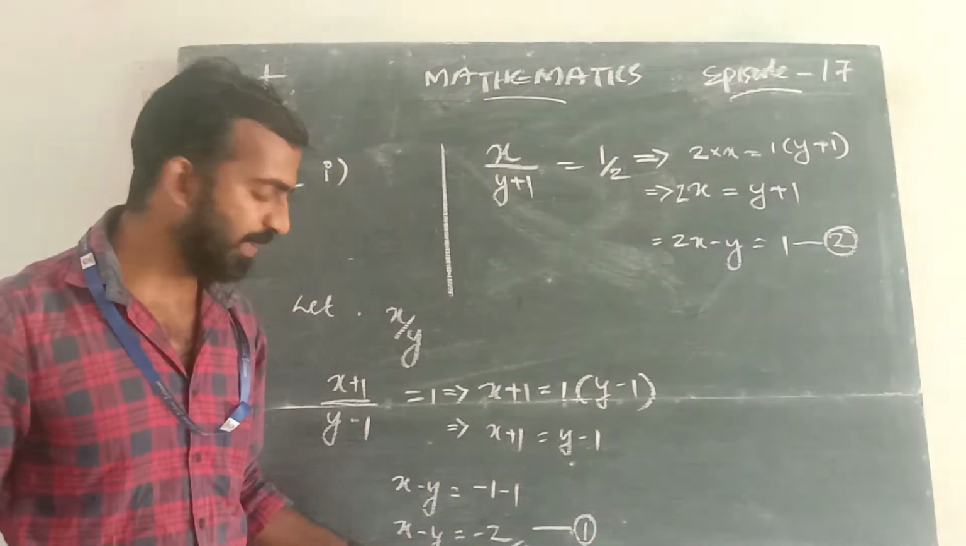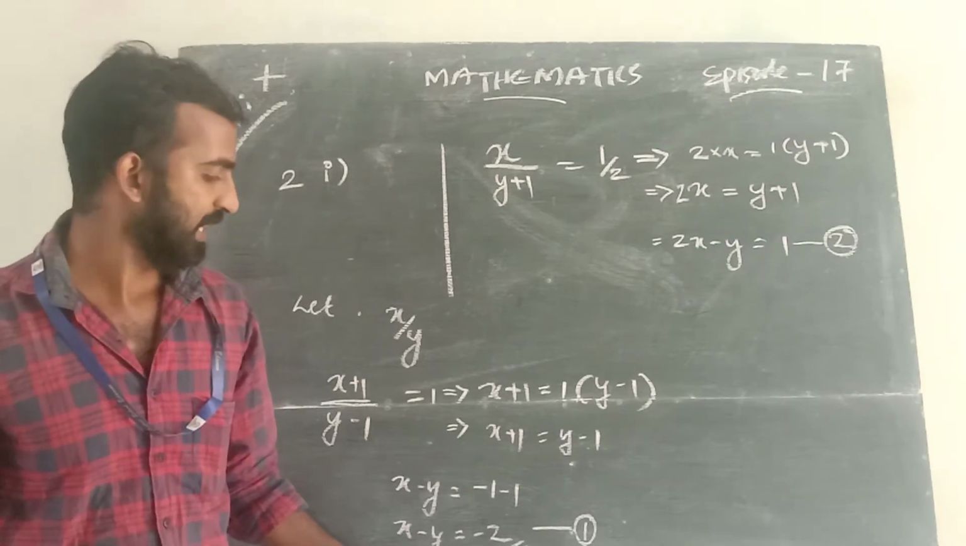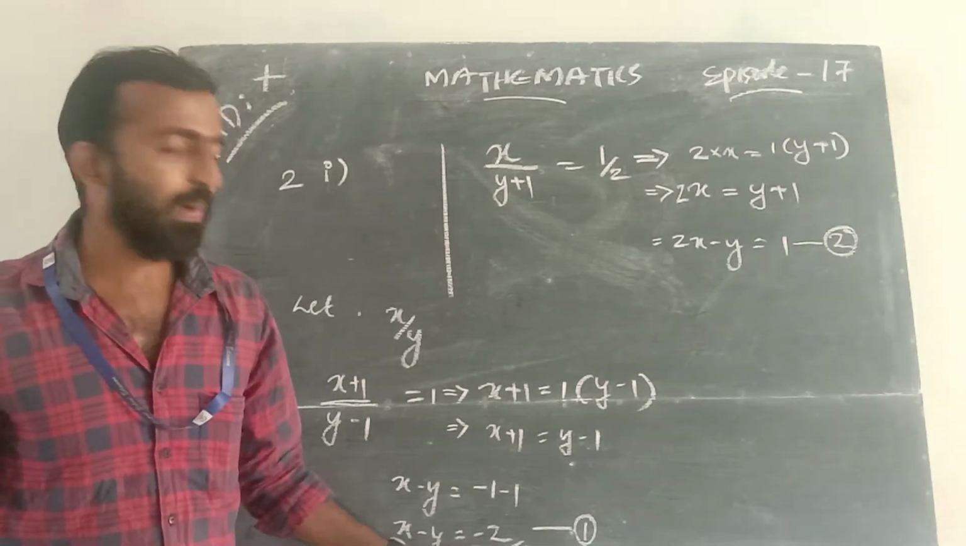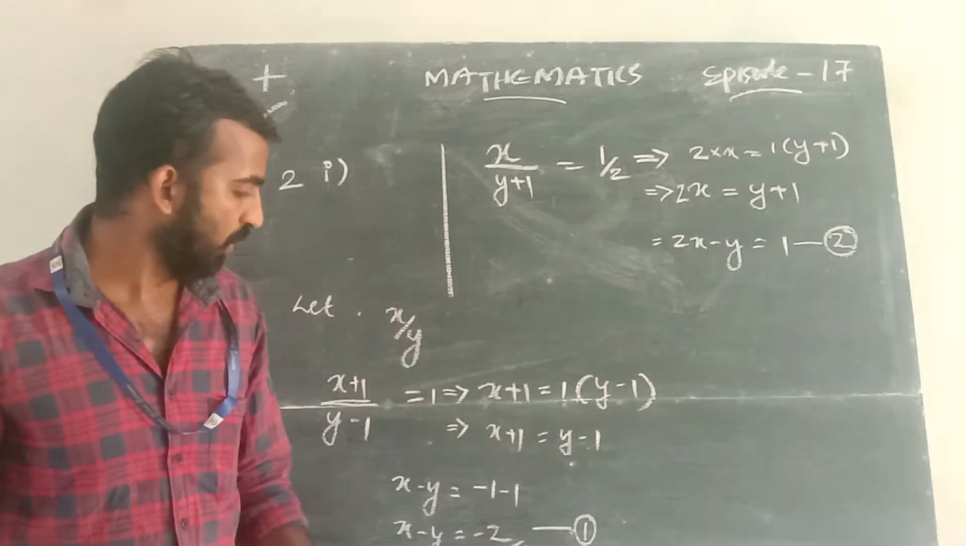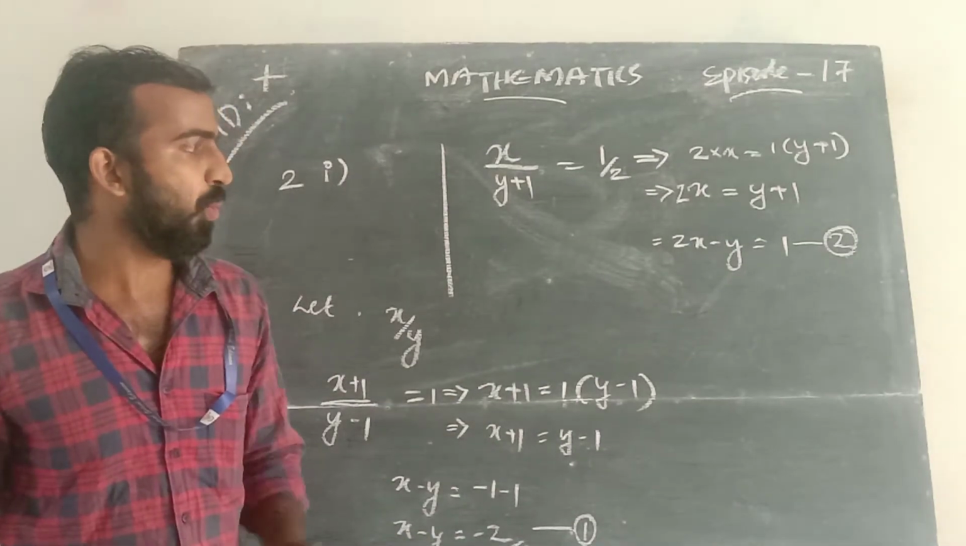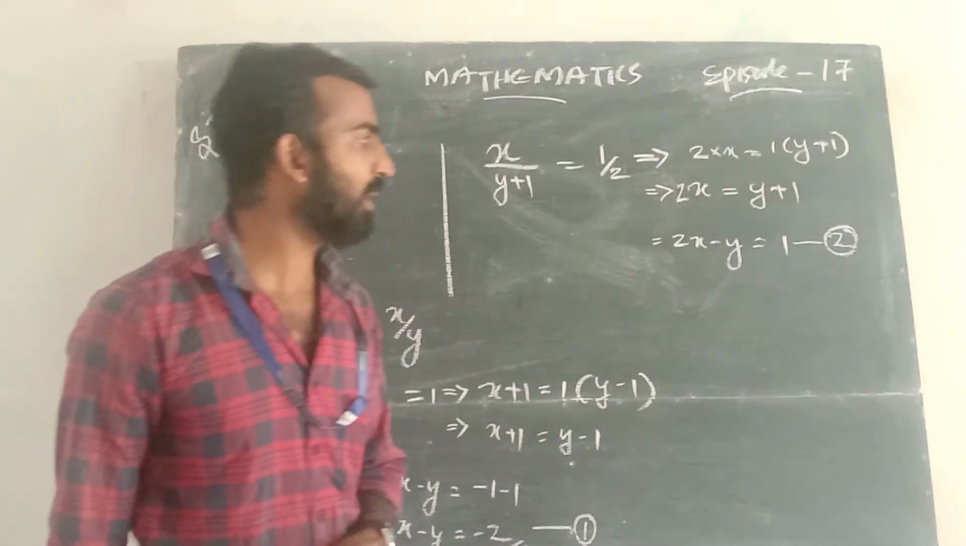So our equation number 1 is x minus y equal to minus 2, and equation number 2 is 2x minus y equal to 1.